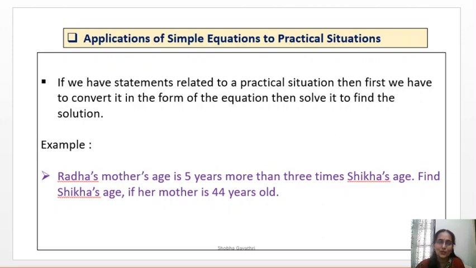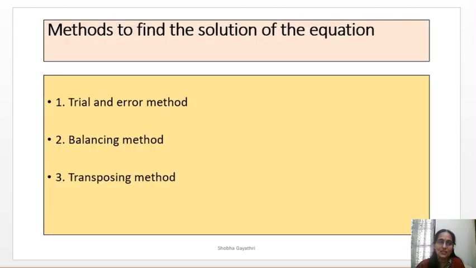Now you should know how to find the solution of the equation. Till now you differentiated between expressions and equations, and you defined the solution of an equation, but you don't yet know how to find the solution of equations. There are three methods to find the solution of an equation: trial and error method, balancing method, and transposing method. The first two methods you have learned in your 6th standard.